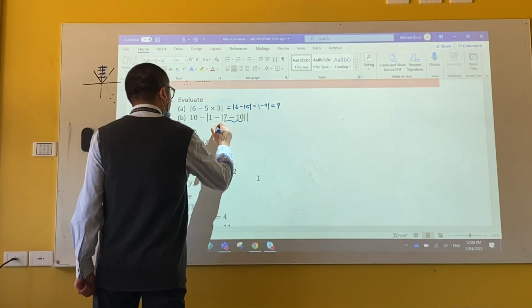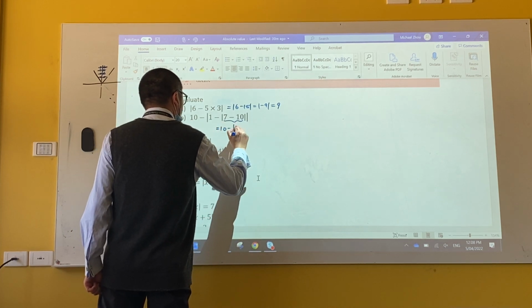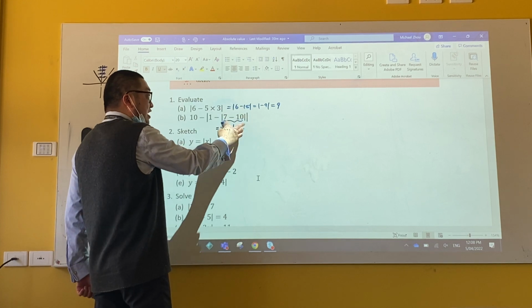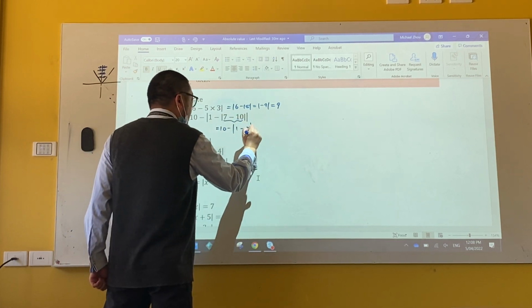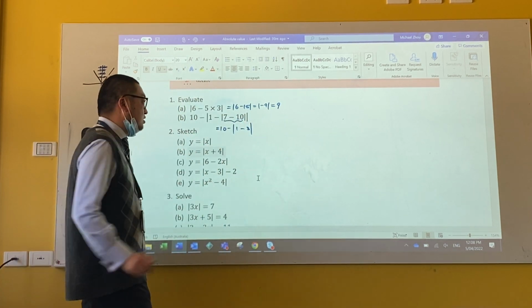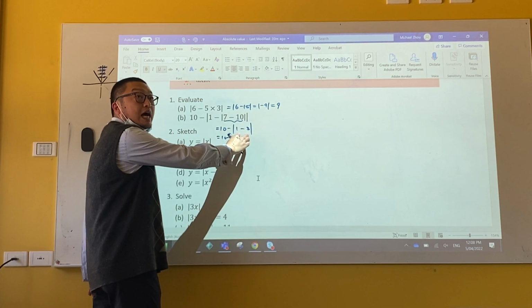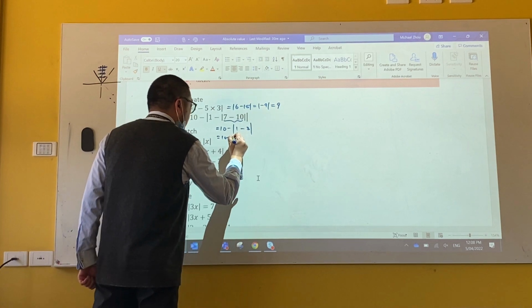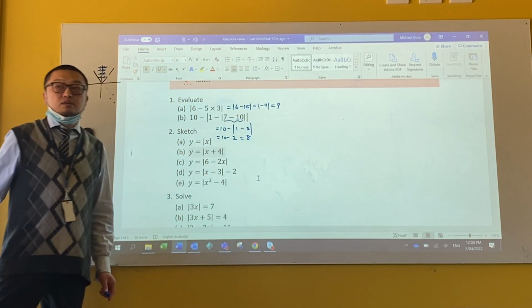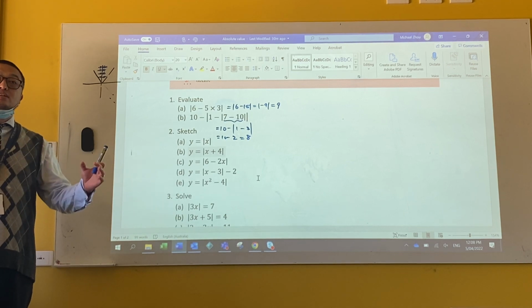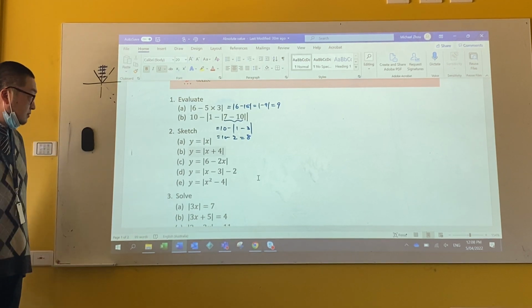So this part will give me, let me just write down piece by piece. 1 minus, this part is minus 3, but the absolute value of minus 3 will give me 3. Is that okay? Then that'll give me minus 2. The absolute value of minus 2 is 2. Always remember we're talking about the distance, not the direction.